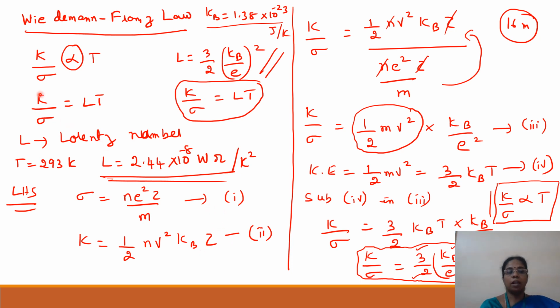Substitute these two equations in the LHS of this Wiedemann-Franz law. Then bring the denominator to the numerator, and in the place of half m v² you substitute the kinetic energy, which is 3/2 kB T. When you substitute and rearrange, you get the expression K by σ is equal to 3/2 (kB by e) the whole squared into T. Here 3/2 is a constant, kB is Boltzmann's constant, and e the charge is a constant, so this can be taken again as L. So L is equal to 3/2 (kB by e) the whole squared. Hence K by σ is equal to L into T, which proves that K by σ is directly proportional to the absolute temperature.